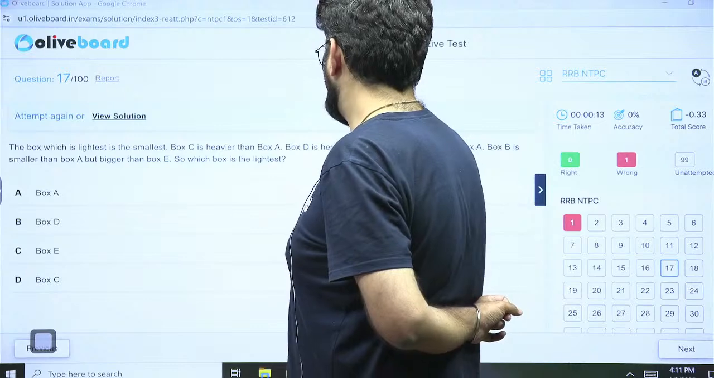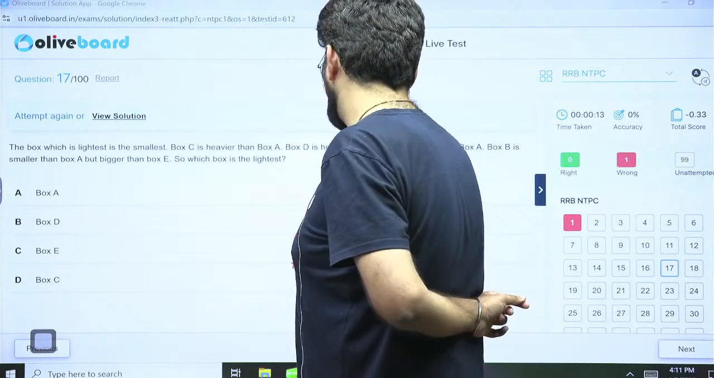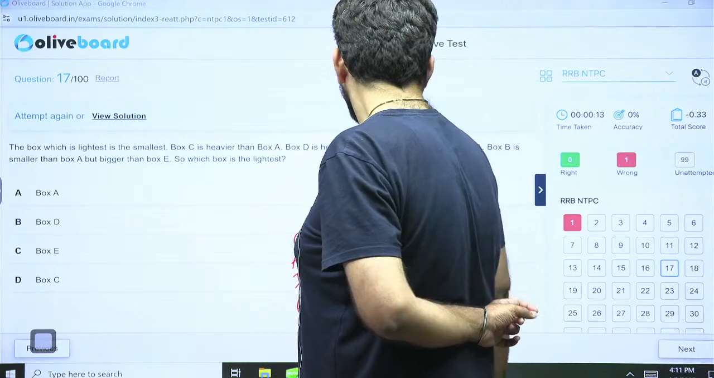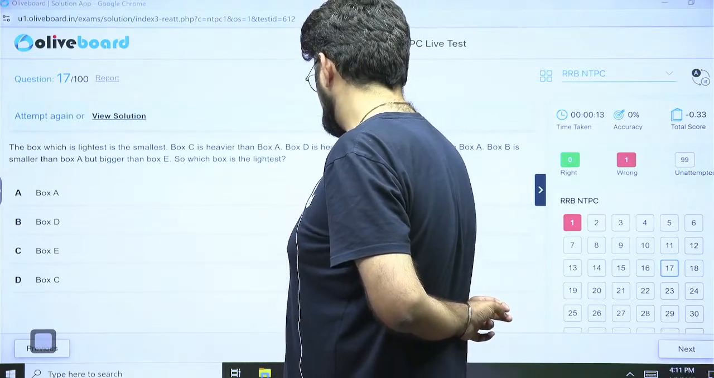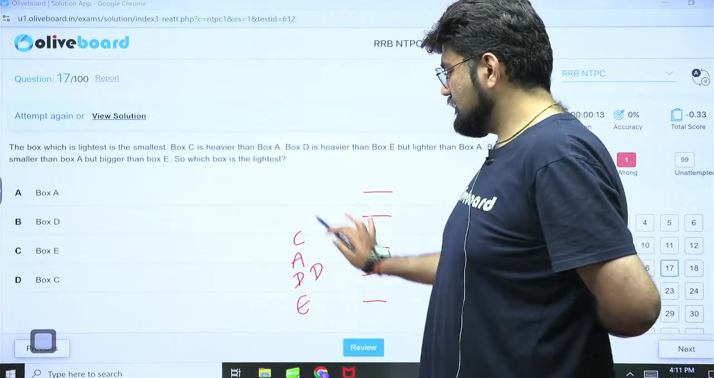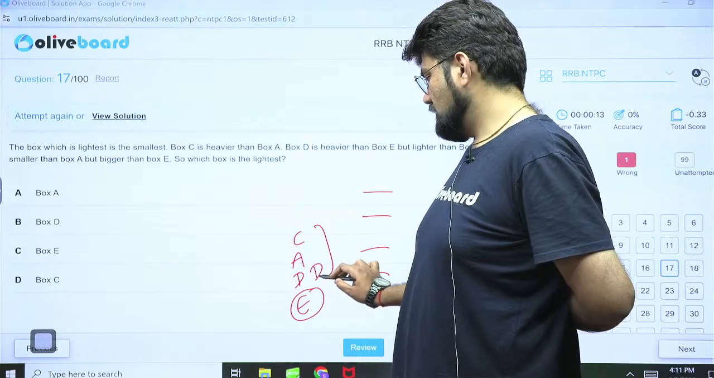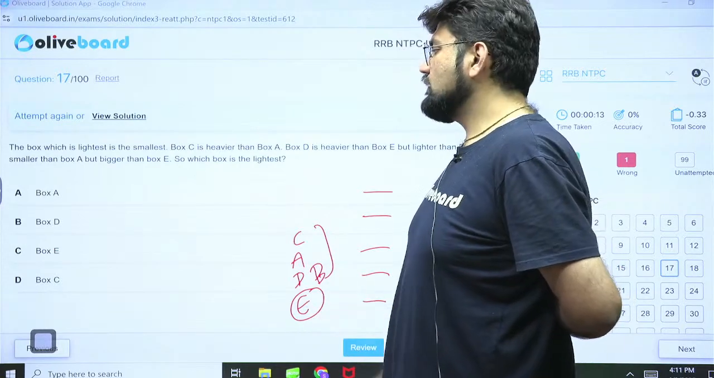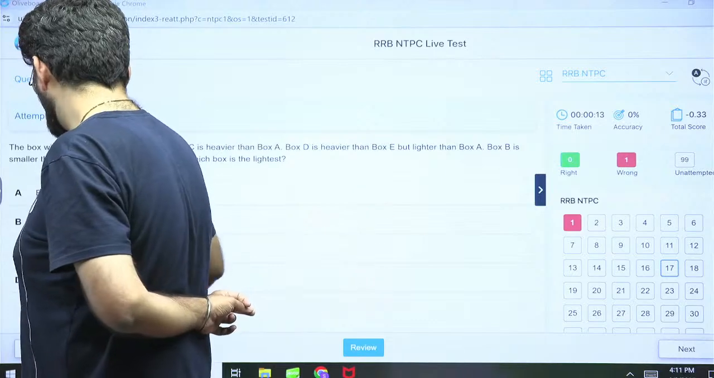Box C is heavier than A. D is heavier than E but lighter than A. B is smaller than A but bigger than E. Which is the lightest? Any which ways we are sure that E is the lightest. We don't know about the first here, but we know E is the smallest. So option C is the correct answer. Easy.